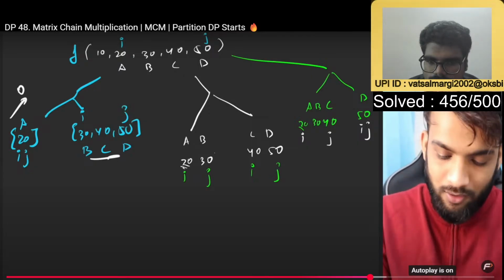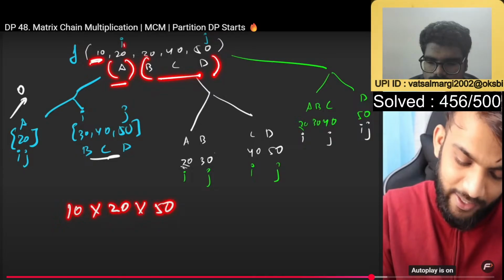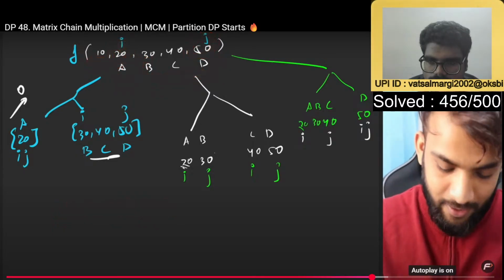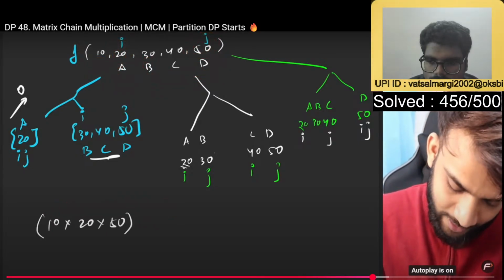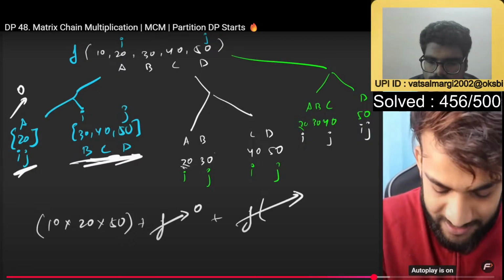Perfect. So I know one thing. A and B, C, D themselves will get multiplied to take 10 cross 20 cross 50. And there was an F of this guy which gave you 0. And there's this another F guy which you have to figure out. So you have to solve this BCD now.